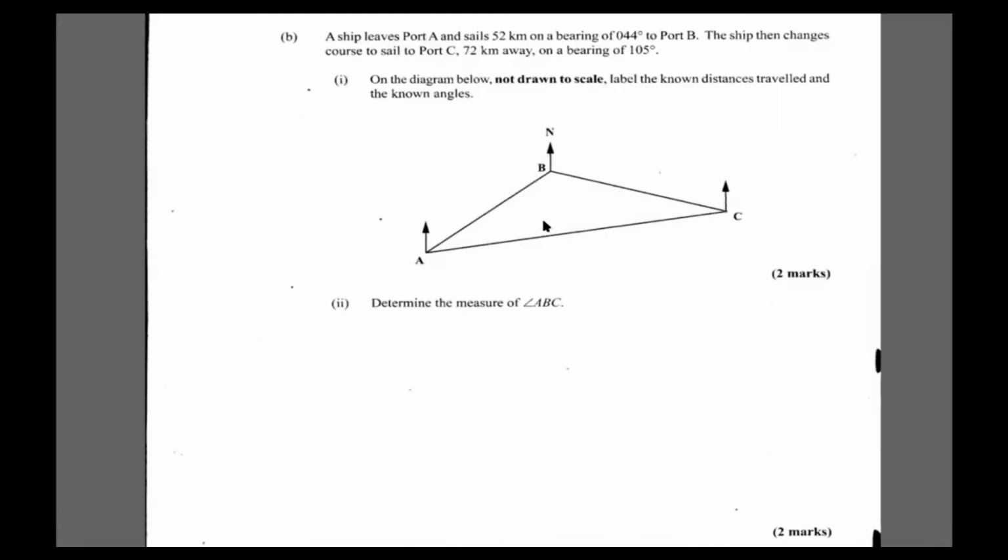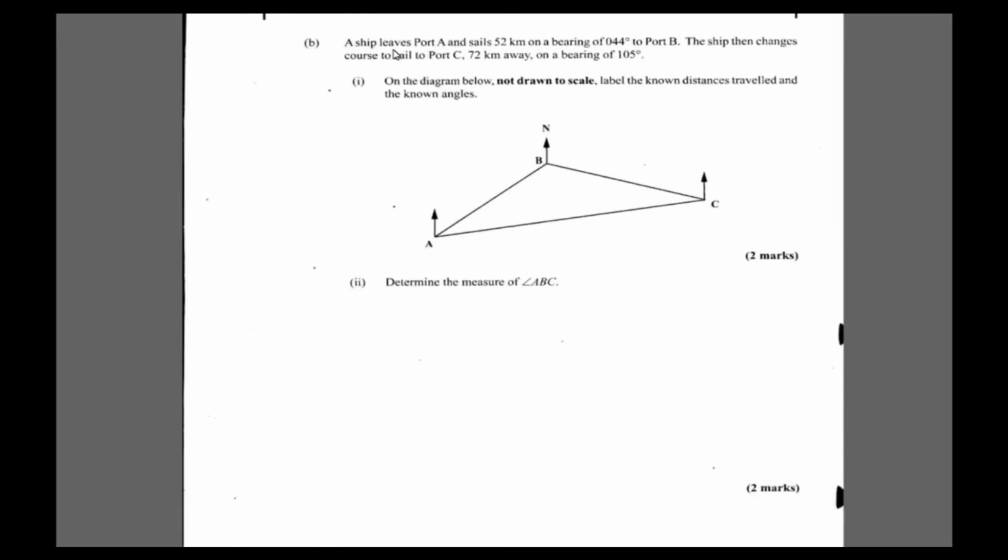All right, so question part B now. It says a ship leaves port A and it will sail 52 kilometers on a bearing of 44 degrees, and then it sailed to port B. Then label the diagram. So the angle right here is going to be 44 degrees, because they tell us clearly the bearing of B from A is 44 degrees and the distance is 52 kilometers.